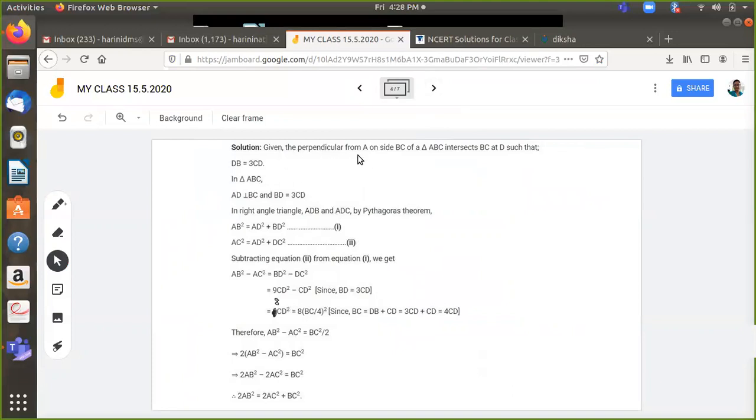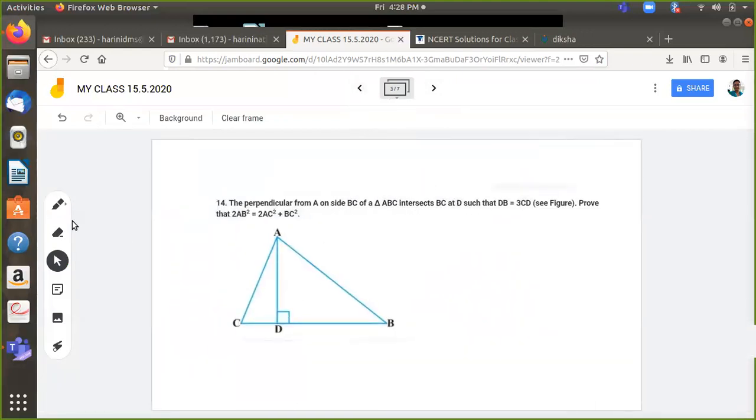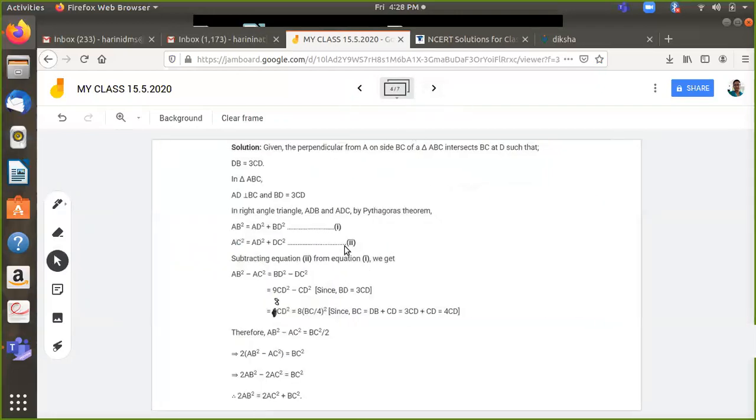It is given that a perpendicular from A on side BC intersects BC at D. So your DB equals 3 times CD is given. AD is perpendicular to BC and this is 3 times CD. In right triangle ADB and ADC, these were the two triangles I was talking about. If this is triangle 1 and this is triangle 2, these are two triangles where you can apply the Pythagoras. So your AB square will be BD square plus AD square and your AC square will be CD square plus AD square. So this is what we have written as two equations here.